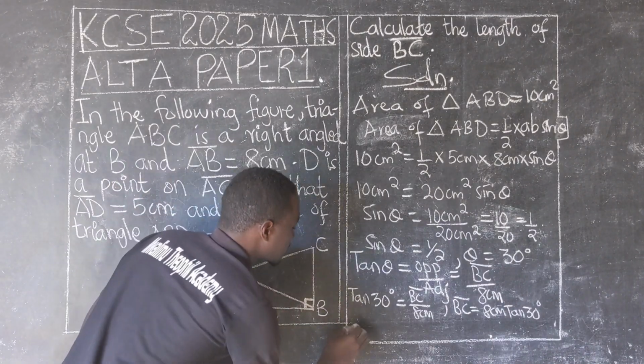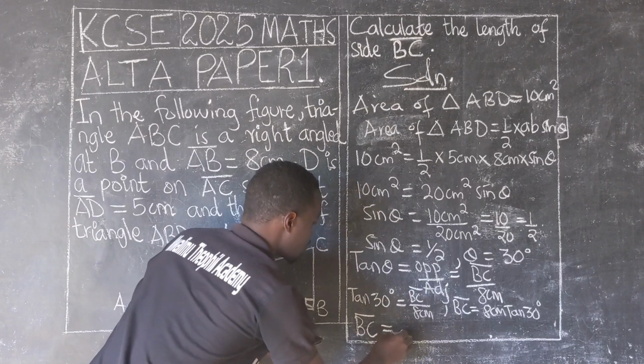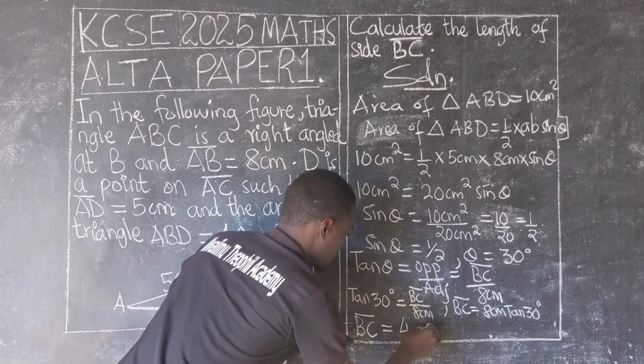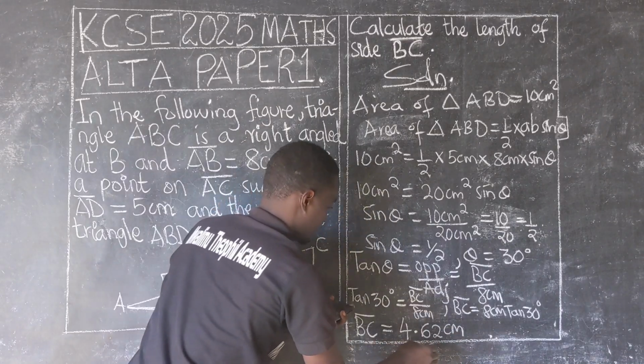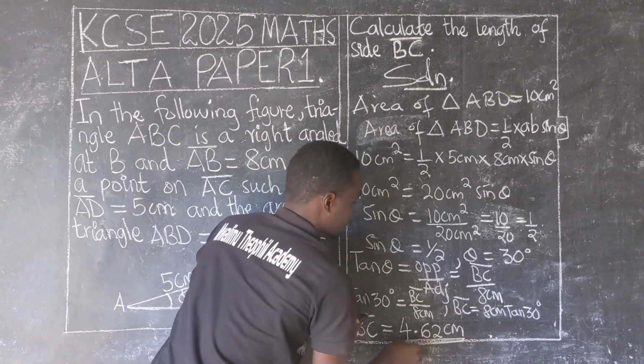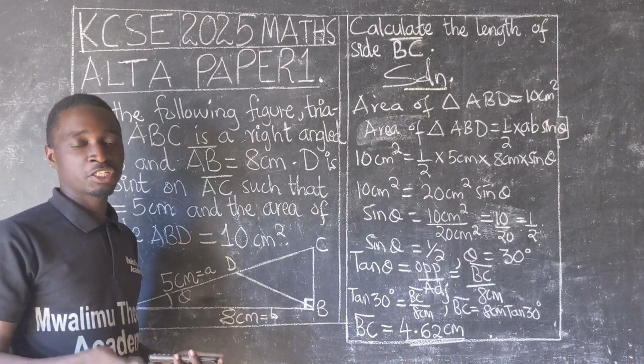Now, when we compute, we find side BC is equal to 4.62 cm. So this is the answer. Now, side BC is equal to 4.62 cm.